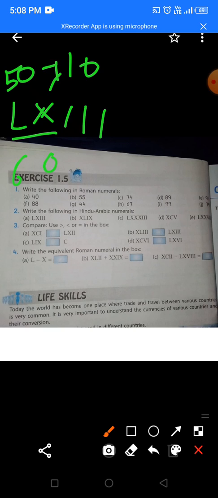See, look here. LXIII. Okay. So now this number, as you know, we have learnt that this is 50 and this is 10. And since it is towards the right of the number, you will add it. So this is nothing but 60, children. Then these are 3 lines. That is nothing but 3. So 60 plus 3 will give you 63. So question number 2A, the answer will be 63.